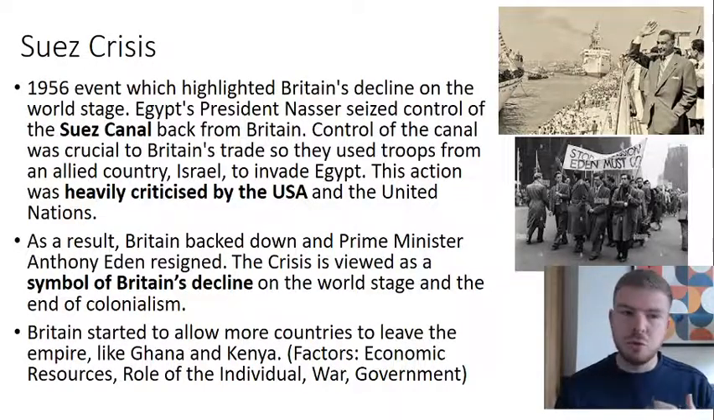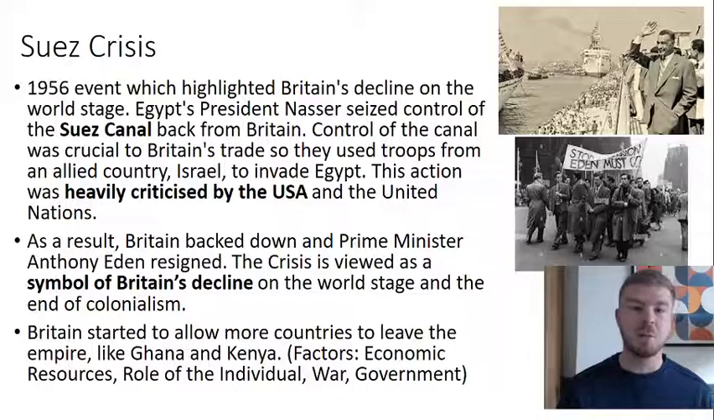Instead of sending in their own troops, they did it in quite a sneaky way, which really came back to bite Britain. They sent troops from one of their allied countries, Israel, to invade Egypt on their behalf, and it failed. And not only did it fail, the fact that they used an allied country to invade on their behalf was seen as an illegal move, and Britain became embarrassed on the world stage. They were heavily criticised by their closest allies, the USA and the United Nations.